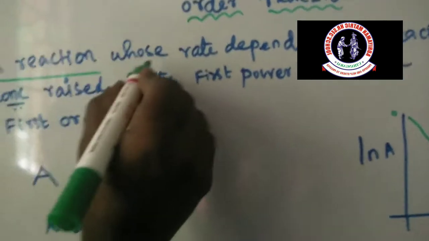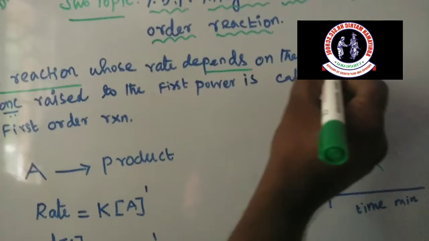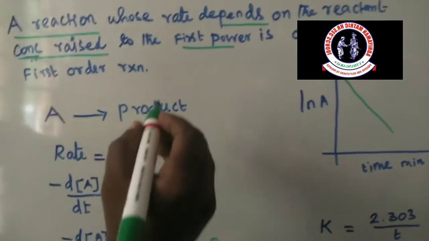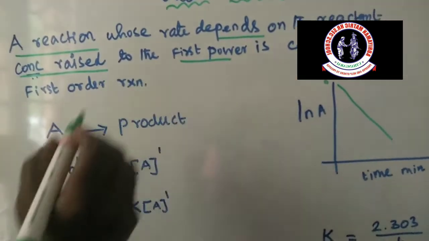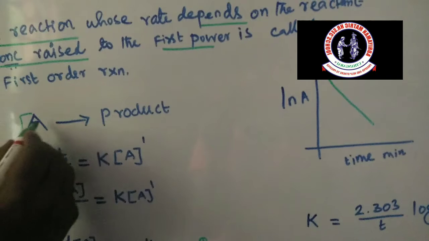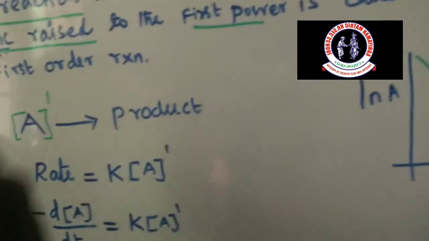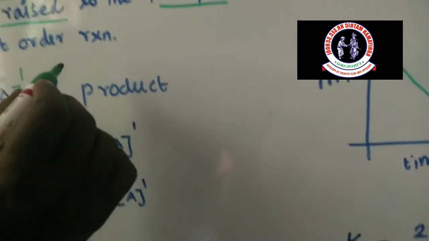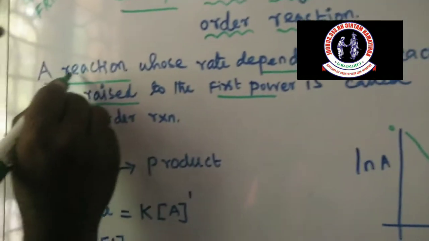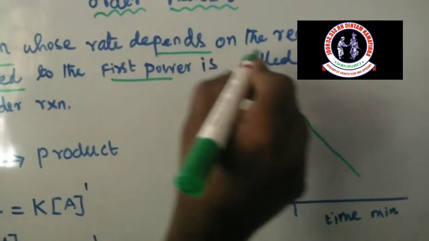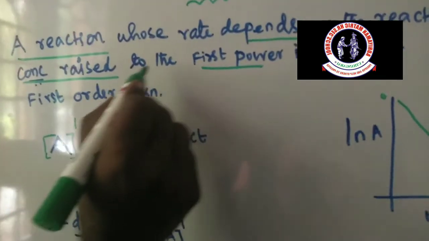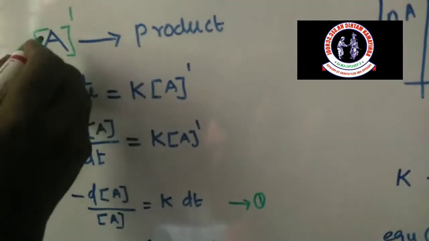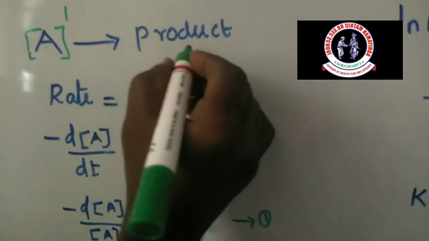A reaction whose rate depends on the reactant concentration raised to the first power is called a first order reaction. For example, A is one of the reactants, with power 1. So this reaction is an example of a first order reaction. Now we consider the reaction A, reactant, gives product.